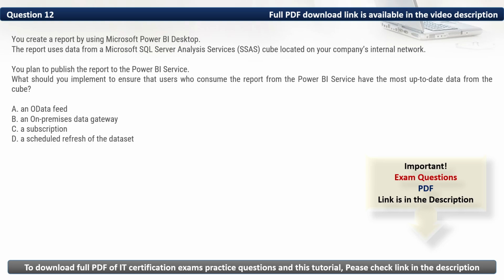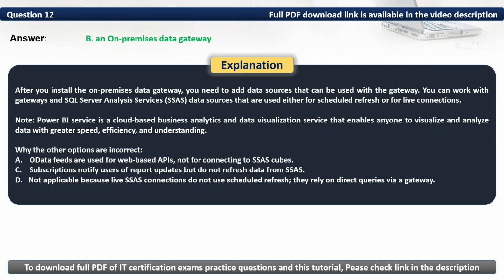Then we have C, a subscription. Subscriptions notify users of report updates but do not refresh data from SSAS. And then we have D, a scheduled refresh of the dataset. It is not applicable because live SSAS connections do not use scheduled refresh. They rely on direct queries via a gateway. As such, based on our requirements, we should implement an on-premises data gateway. Thus, the correct option is B.